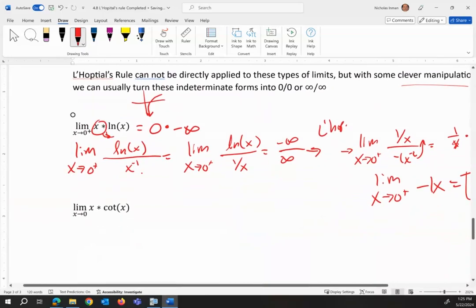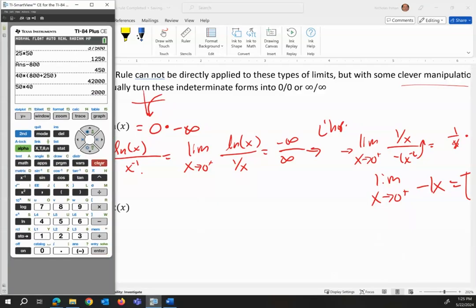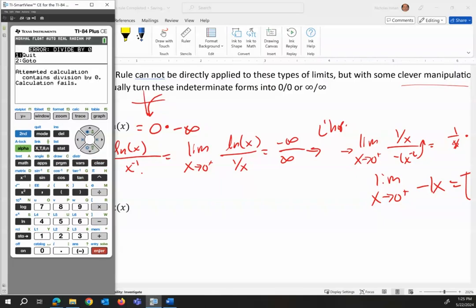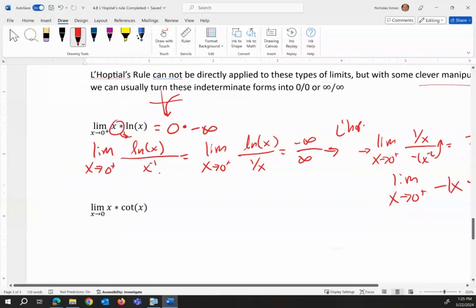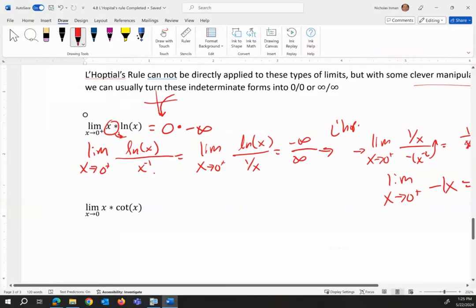All right, limit as x approaches 0 of x times cotangent. Cotangent of 0, I don't know if you remember what cotangent even is. Cotangent is 1 over tangent of 0. Okay, so that gives me an error. I can't do that. So it's either a 0 or it's infinity, one of the two. But it's not 0 over 0 or infinity over infinity. Do you remember what cotangent means besides 1 over tangent?